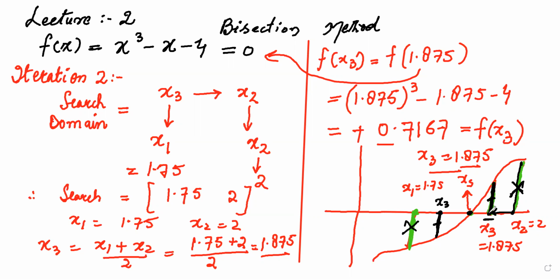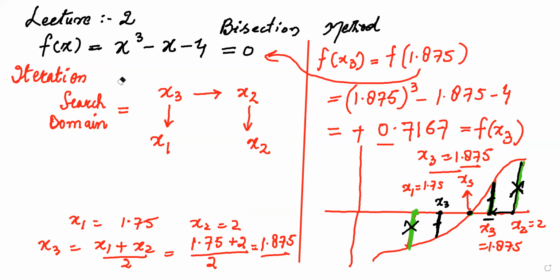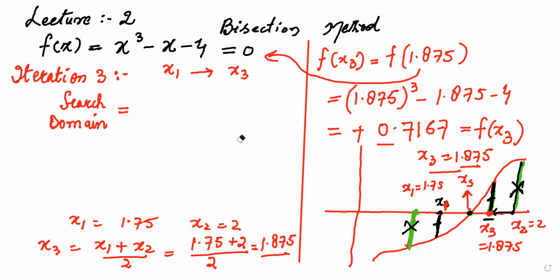That is, let me rub it here, for iteration 3. For iteration 3, I have x3 and x2. My search interval is from x3, which is here, and this was my x1. My x1 will remain as it was, so x1 to x3. Let me not confuse students. What I will do, I have to replace my new search interval.